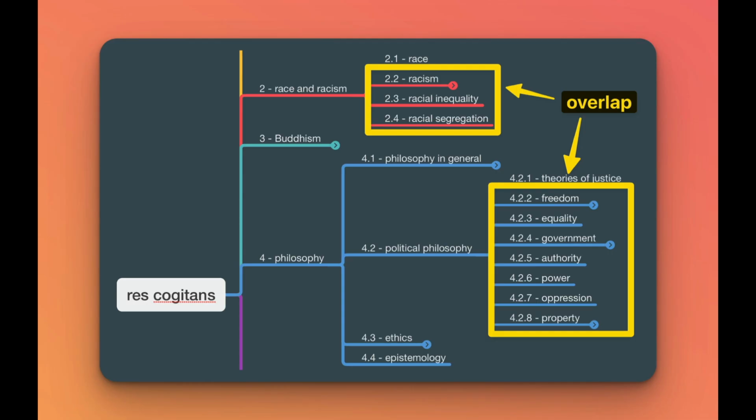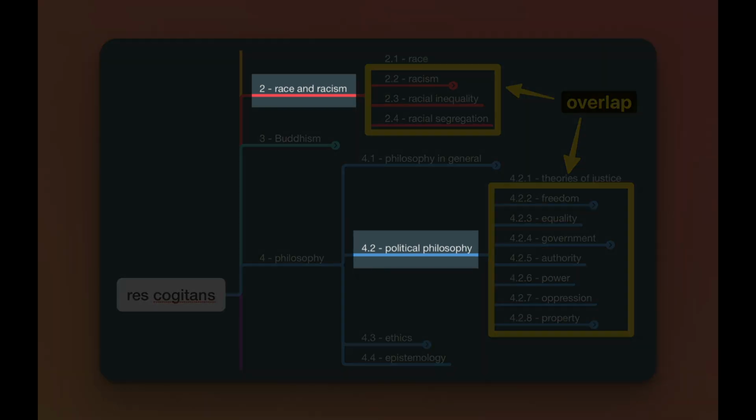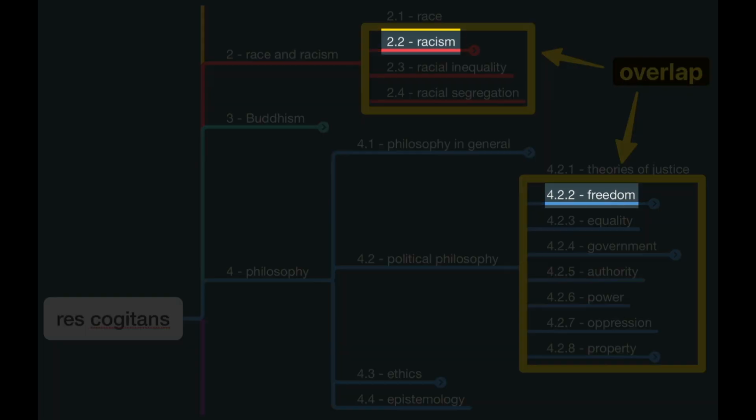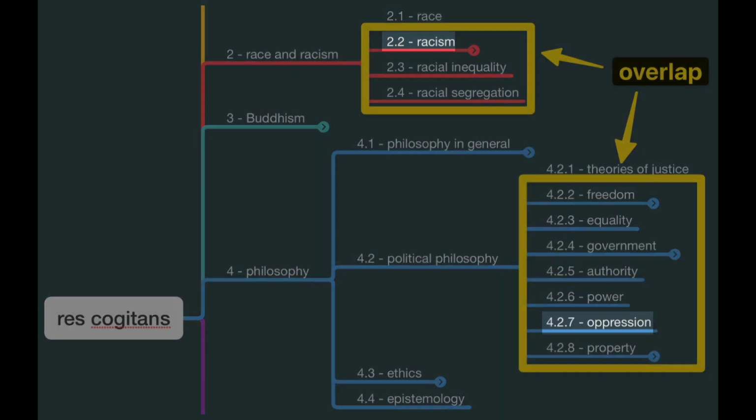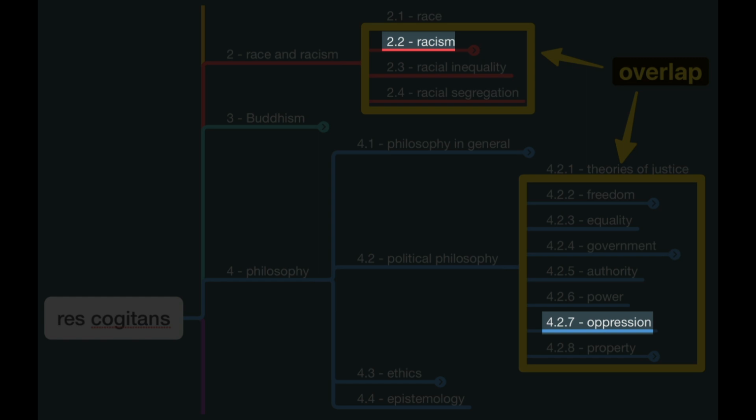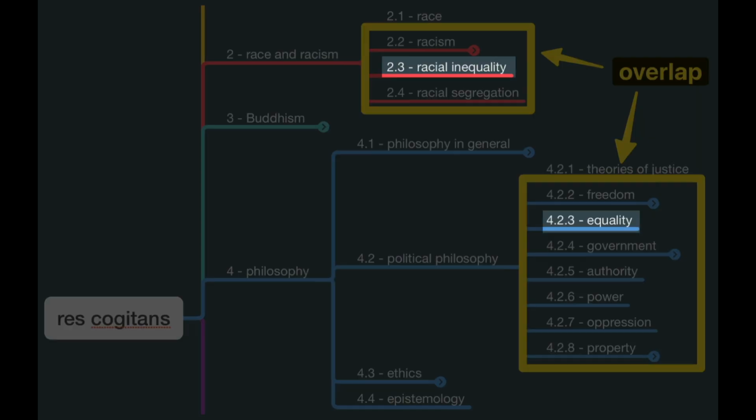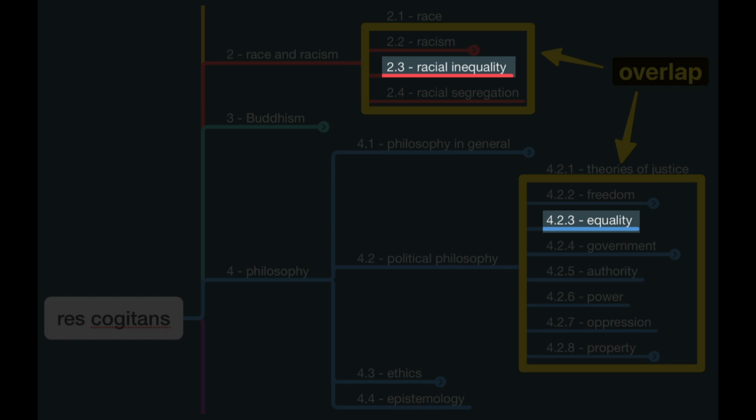The last piece of advice I'll give here is that you shouldn't be too concerned if there's some overlap between some of the subjects you decide to explore. For most of us, such overlap is inevitable. In my own case, there's overlap between the political philosophy branch of my Zettelkasten and the race and racism branch. Racism, for instance, relates to freedom insofar as racist practices, policies, and actions place constraints on people's freedom. Racism is also a form of oppression, so there's some overlap between these two categories. And racial inequality is related to the issue of equality.